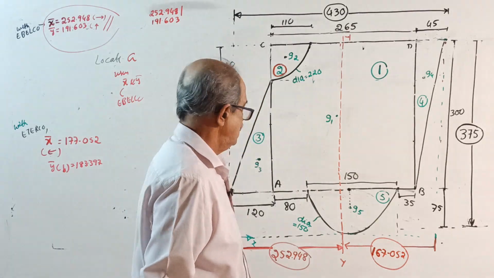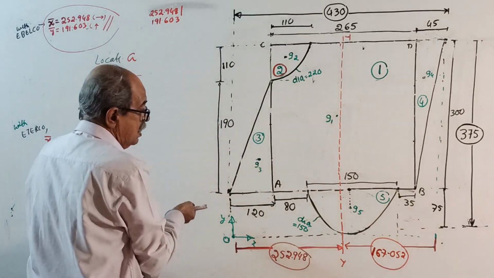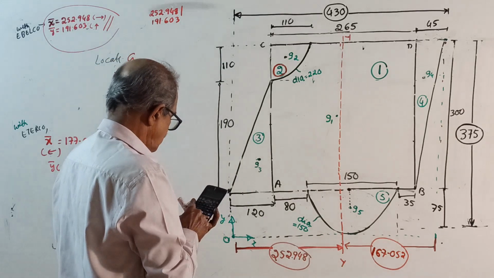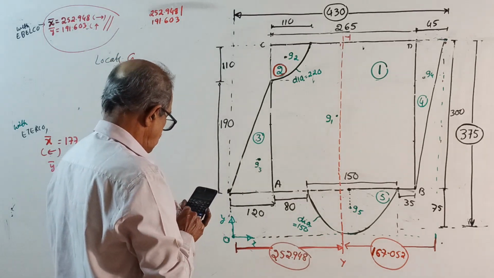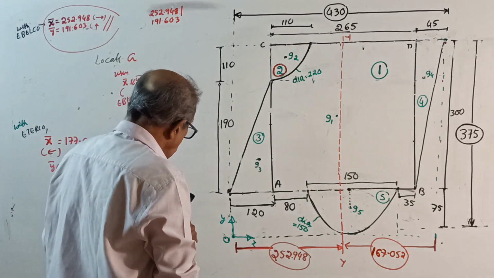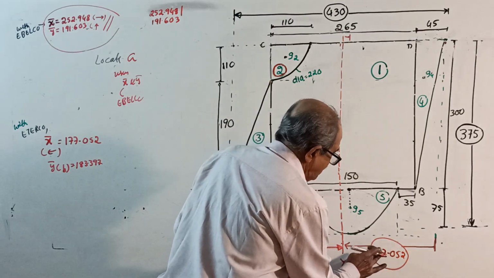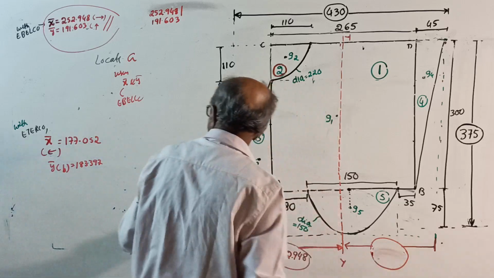167.052 from that side. Then y bar. Total 430, correct? From 430 subtract 252.948 is 177. Oh, 177. See, I don't know from where. I got a shock here.